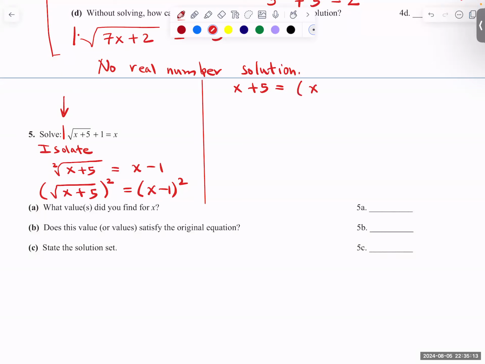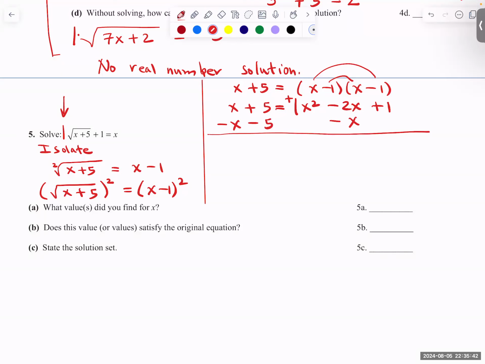You have to multiply this out, FOIL it out. So we get x plus 5 equals x squared. Now the outer product and the inner product combined is minus 2x and then plus 1. So we have a quadratic equation with a leading coefficient that is positive. So we want to keep a positive leading coefficient by subtracting x from both sides to get 0 on the left-hand side, and we'll subtract 5 from both sides.